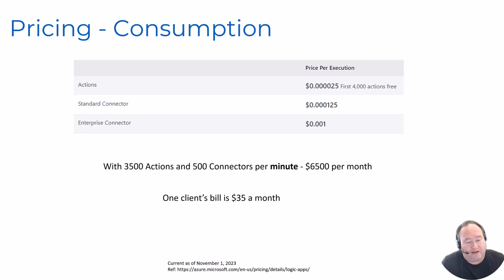I did some math. If you ran 3,500 actions and 500 connectors per minute per month, your bill would be $6,500. Now, that's an intense amount of processing there. One of my first clients that I set up Logic Apps for, their bill is $35 a month, and that does all of their EDI billing and processing for their whole month for $35. So you can see that's a very good price point and entry into a Logic App-based solution.